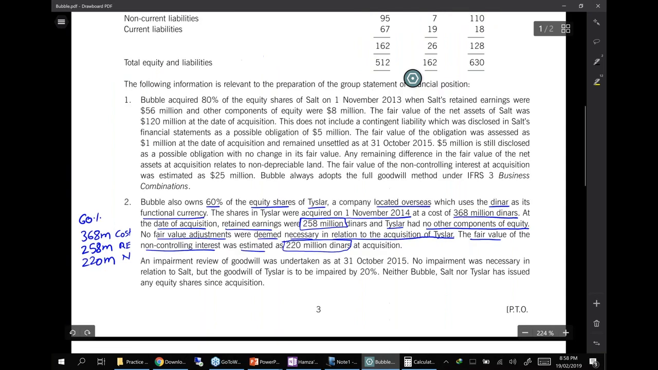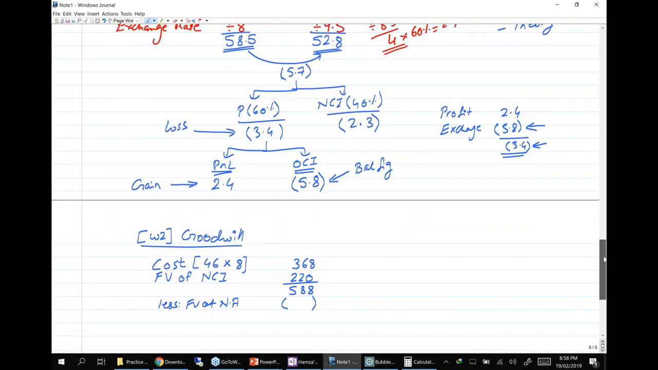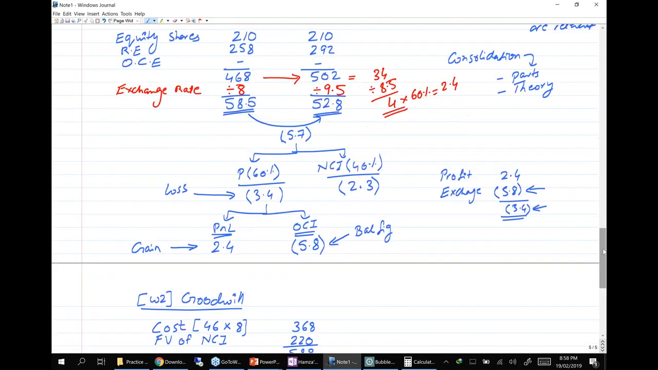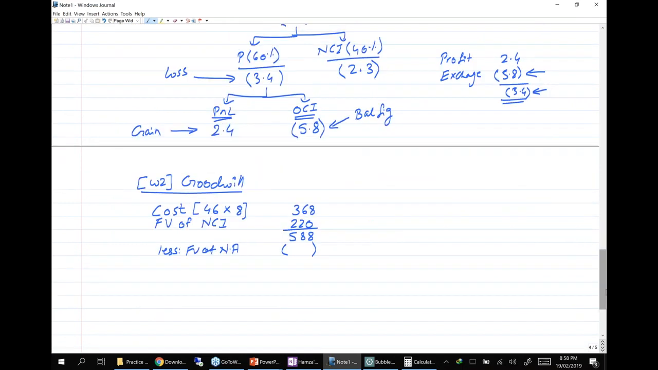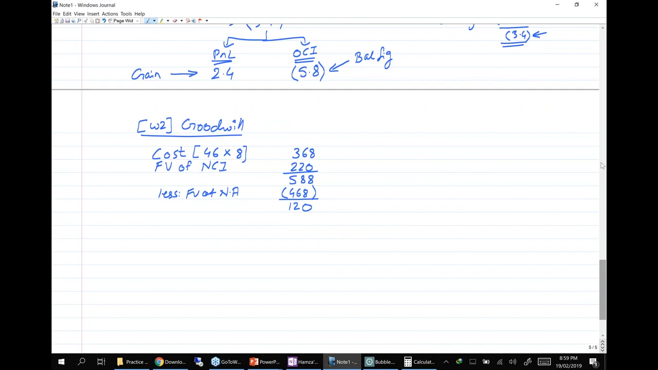And the net assets that we have calculated in working one, in dinars, were 468. So minus 468 will give us the goodwill of 120. So 120 is the amount of the goodwill. Thank you, Mutazan Hassan.